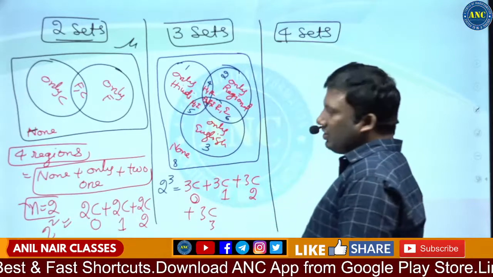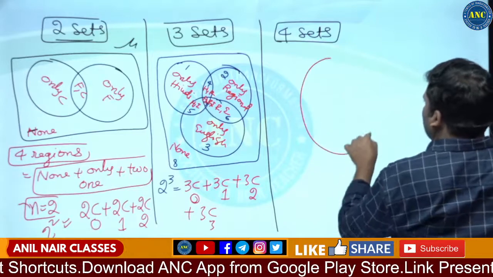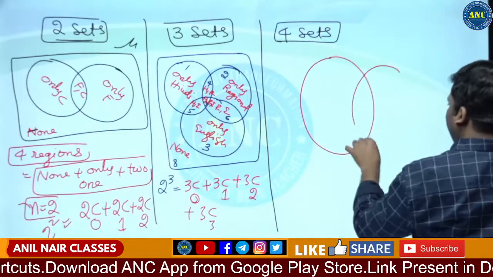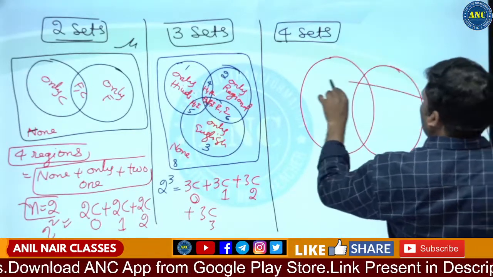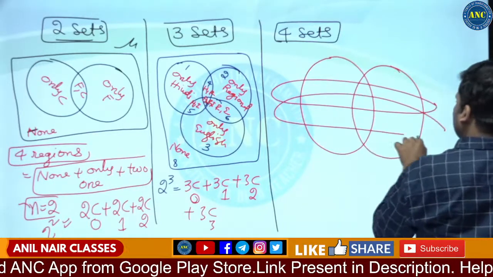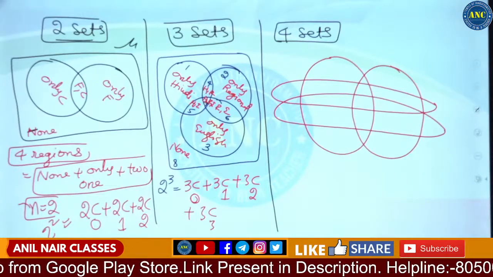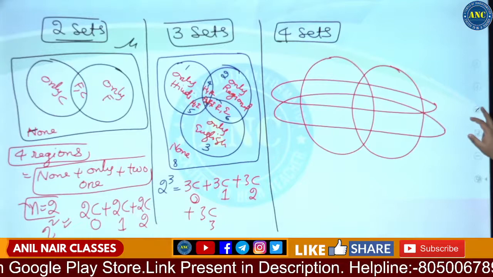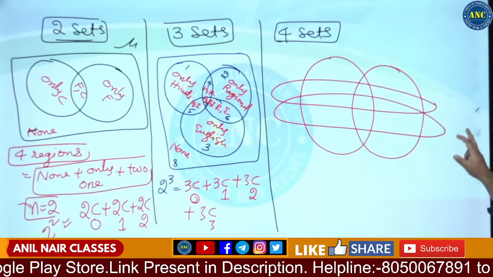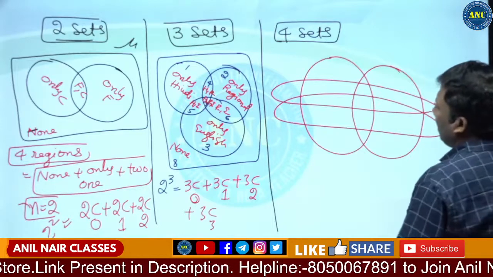Sum of the coefficients. Suppose it is 4 sets. Let me draw 2 sets horizontally, and 2 sets vertically. Then we will understand the problem. 2 sets horizontally and 2 sets vertically. Listen carefully. Totally how many regions are there?